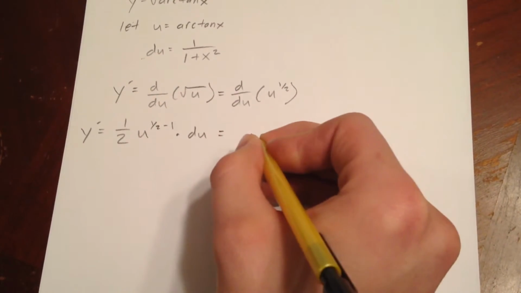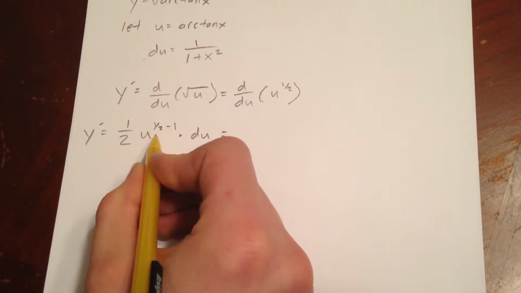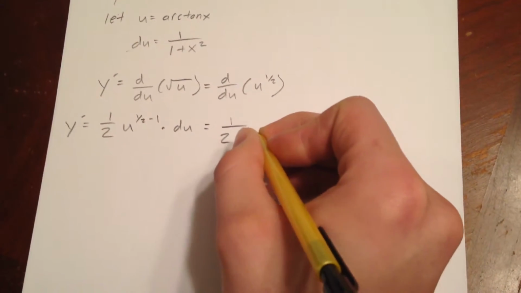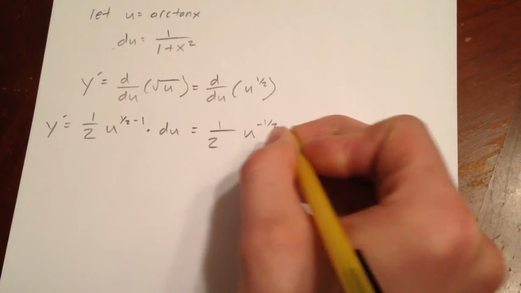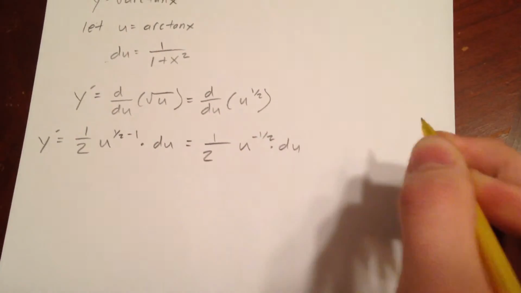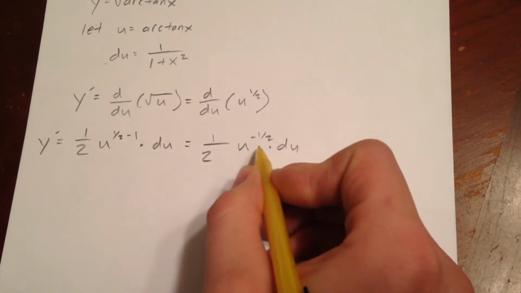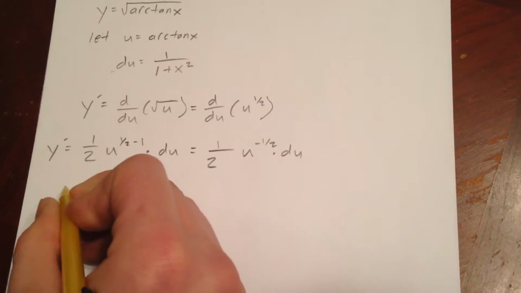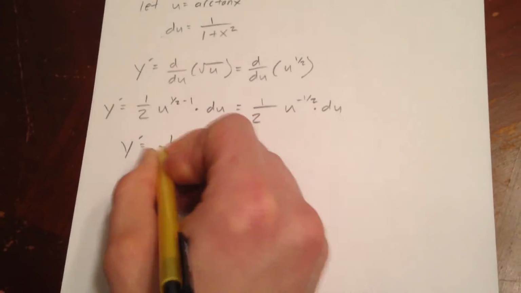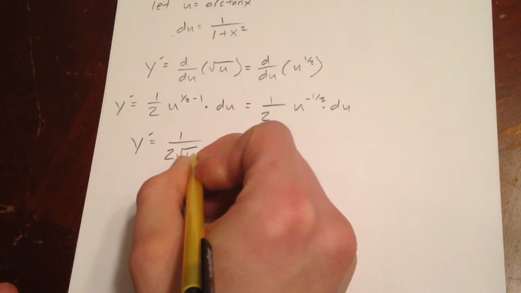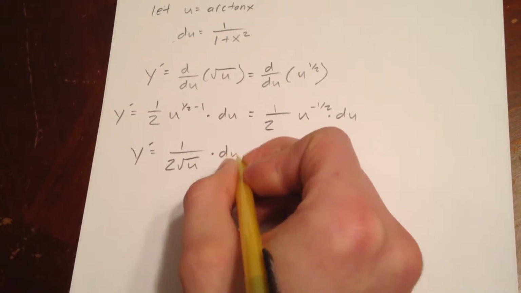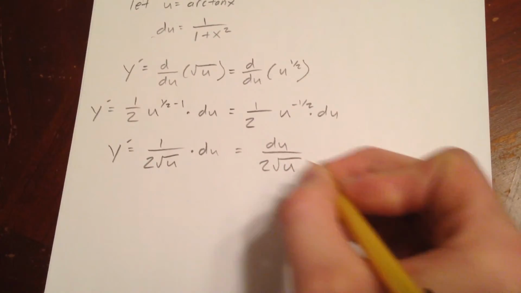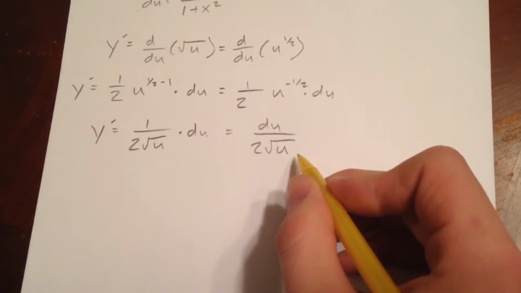Just simplify that a little. If we do the subtraction, it's actually 1/2 of u to the negative 1/2 du. You can simplify it even more actually, and u to the negative 1/2 can be rewritten as 1 over 2 square root of u times du, so du over 2 square root u is what y prime equals.